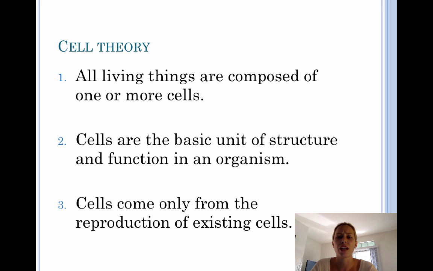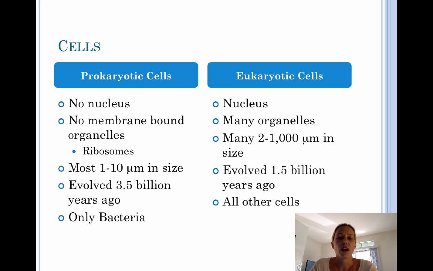Let's take a closer look at both prokaryotic and eukaryotic cells. Prokaryotic cells and eukaryotic cells are our two main cell types. Prokaryotic cells do not have a nucleus, so that means that their DNA or genetic information is not enclosed in a membrane. They have no membrane-bound organelles, but they do contain ribosomes. Ribosomes are made of both RNA and proteins, but they don't have a membrane, so prokaryotic cells do have this organelle. They are small in size.